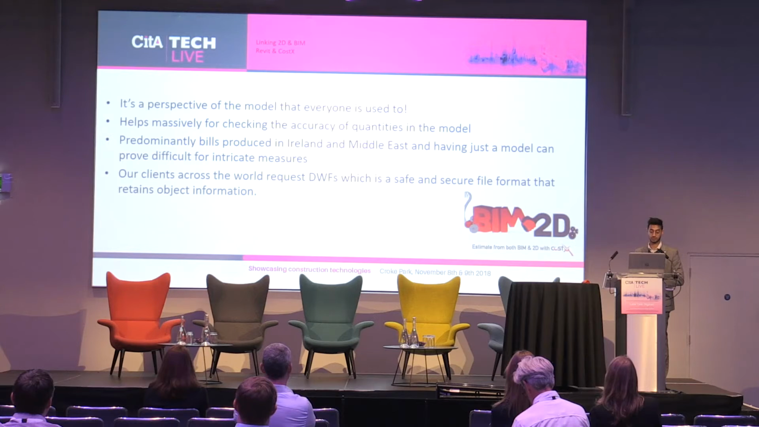And bills are used or produced in Ireland and the Middle East a lot. For intricate measures, sometimes it's difficult to create a bill of quantities. In the UK, we don't create bills as much. So in Ireland, to create these complex bills of quantities, it's nice to just refer to a 2D drawing and measure from that. It's all based on object IDs. You might be thinking, why am I involving 2D drawings? But if I measure something from a 3D model in Costex, those object IDs are linked to the 2D drawing. I hope that makes sense.